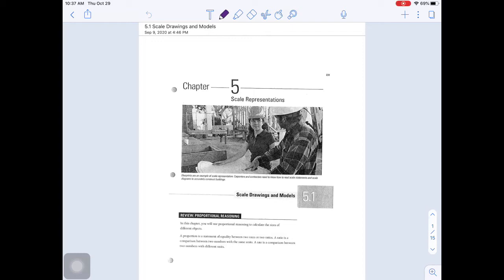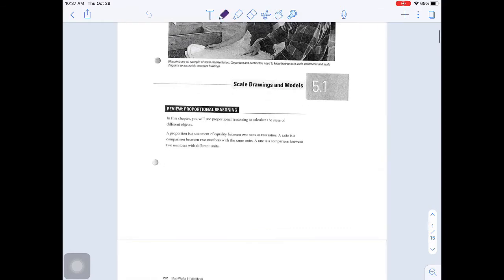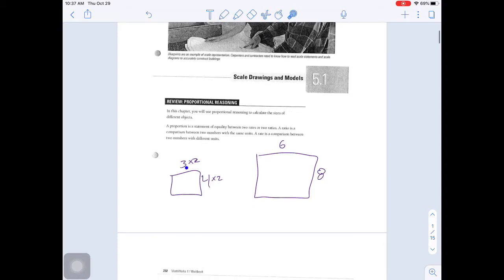So in chapter 5.1, we're going to talk about scale representations. So here we're going to do scale drawings and models. Now remember, when you scale something, you essentially take one shape, let's call that a perfect square, and in order to make this thing larger, we have to multiply everything by the same number. So this could turn into 6 and this could turn into 8. So I multiply both numbers by the same thing. That's what a scale drawing is.